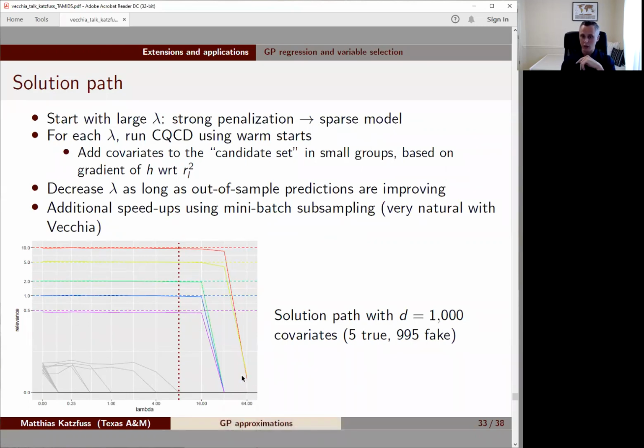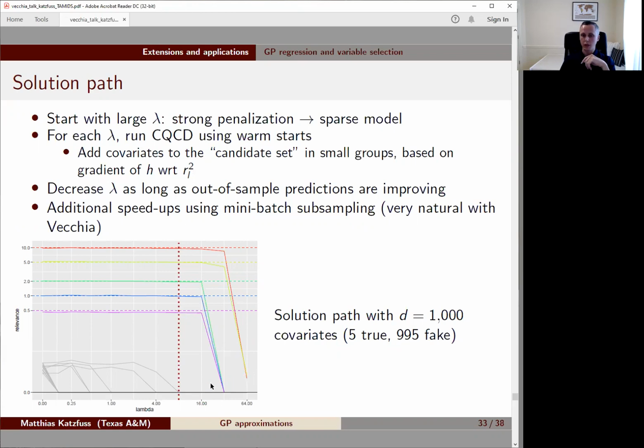Now for each lambda value, as we go from large to small sequentially, we run the CQCD algorithm from the previous slide using warm starts. So when we have a good solution from the previous lambda, we go to the next smaller lambda and use the previous solution as our starting point. Very importantly, to keep the computation time small when we have a very large D, a very large number of potential predictors, we only add these covariates in small groups to a candidate set, and we only run CQCD on this candidate set based on the gradient of this objective function with respect to the square of the relevance. We have some theoretical results that say that this is a very good way of doing this. So we compute the gradient, select the largest ones, add those to the candidate set, run CQCD, and do this a number of times.